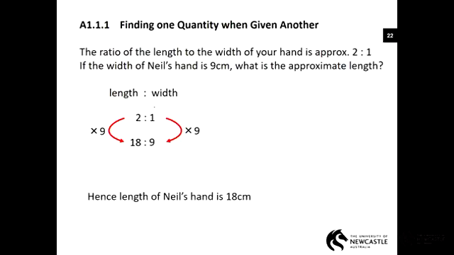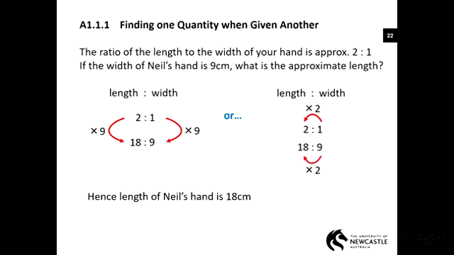Look over, I think I put it at the side, or this also tells me that whatever the width is, the length is times 2. So if it's 2 to 1, something to 9, I can just say, well, I'd better times the right by 2 to get the left.